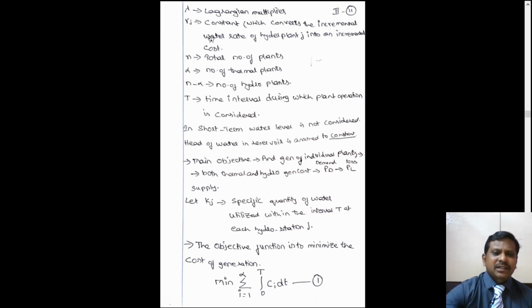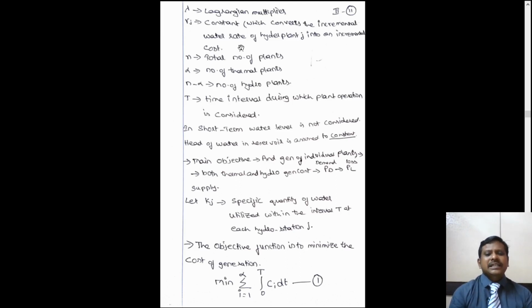So gamma j, as we said j is used for the hydro, is considered here as a constant, which converts the incremental water rate of the hydro power plant into an incremental cost. As we said, water availability is free, so the fuel cost for the hydro is free. But since we are scheduling together with the thermal power plant, we require a constant to have a relation between the two with respect to cost. We write this parameter as gamma j.